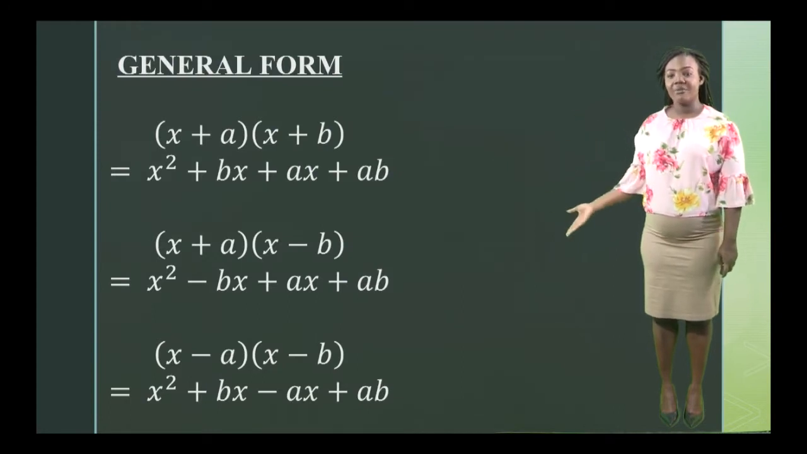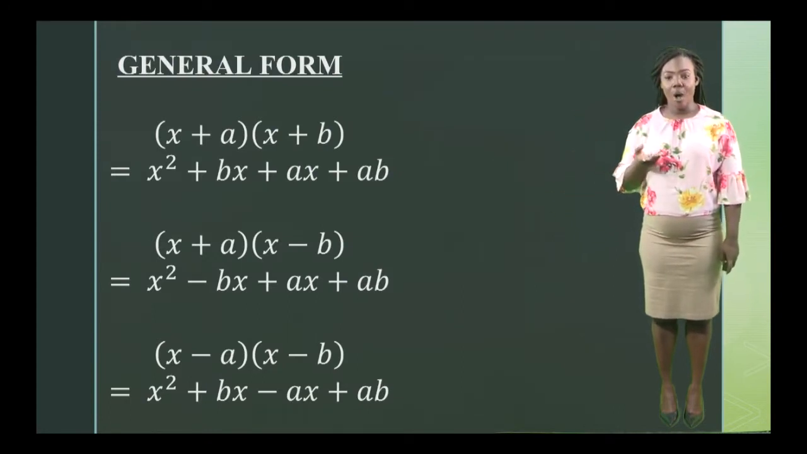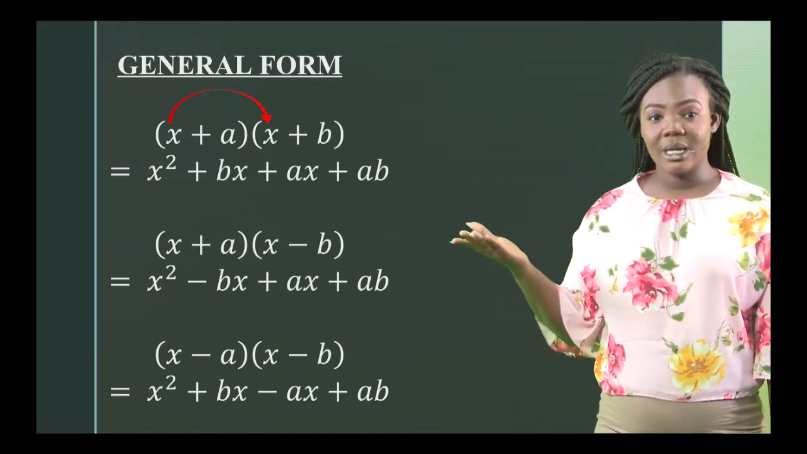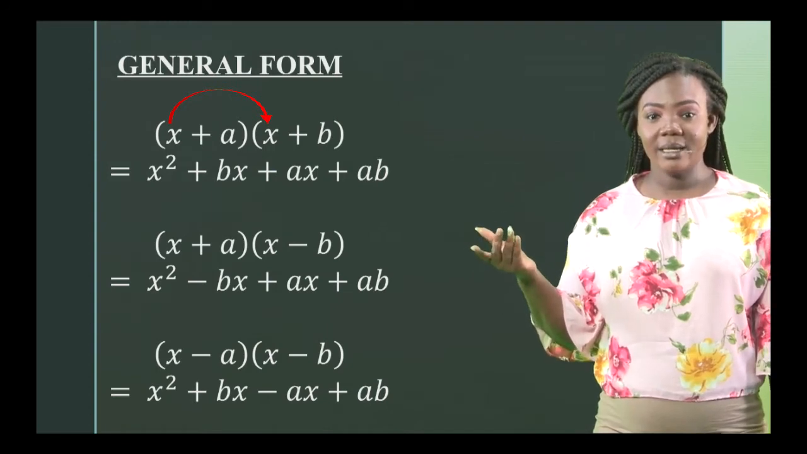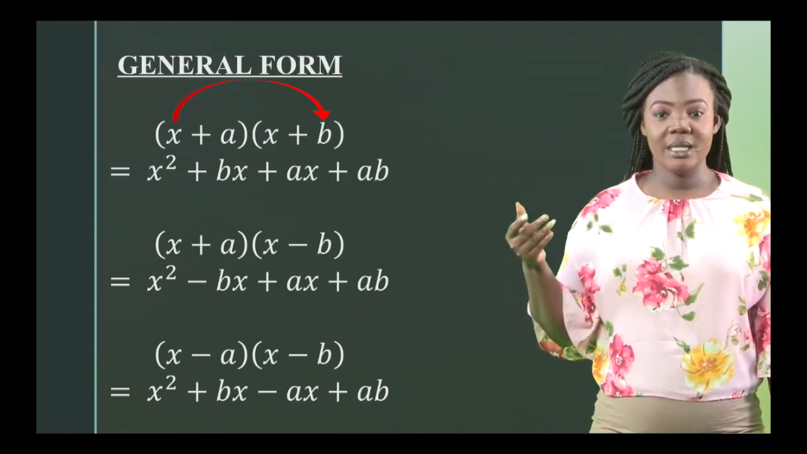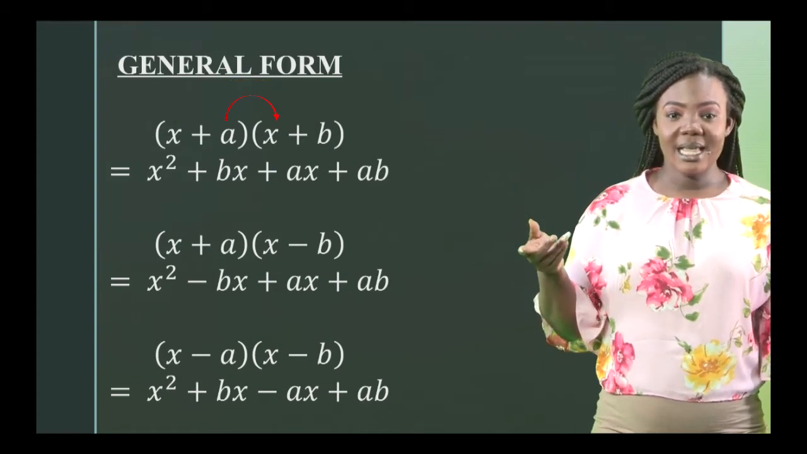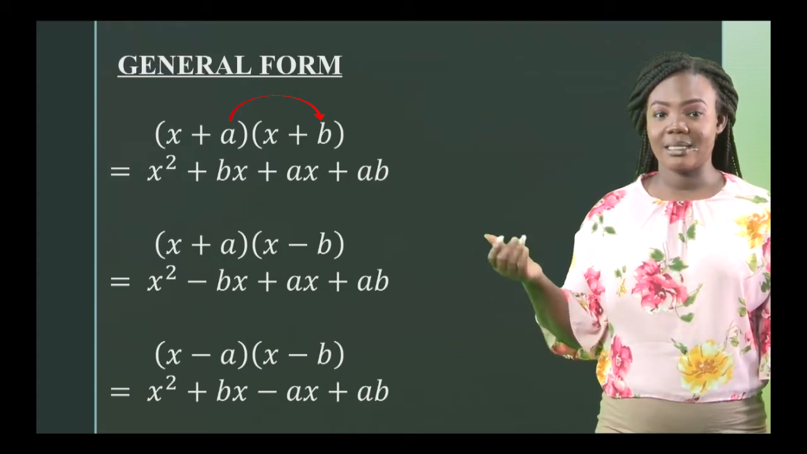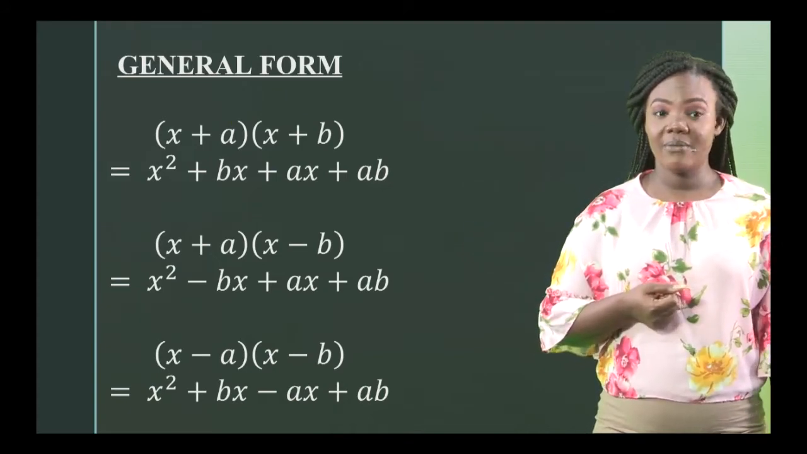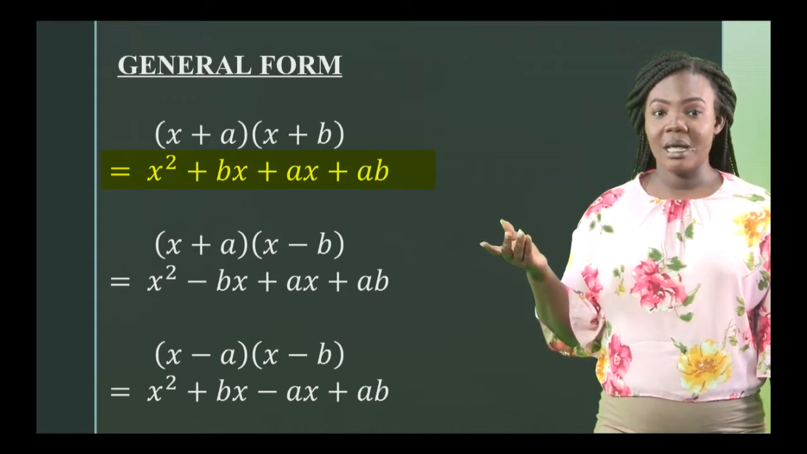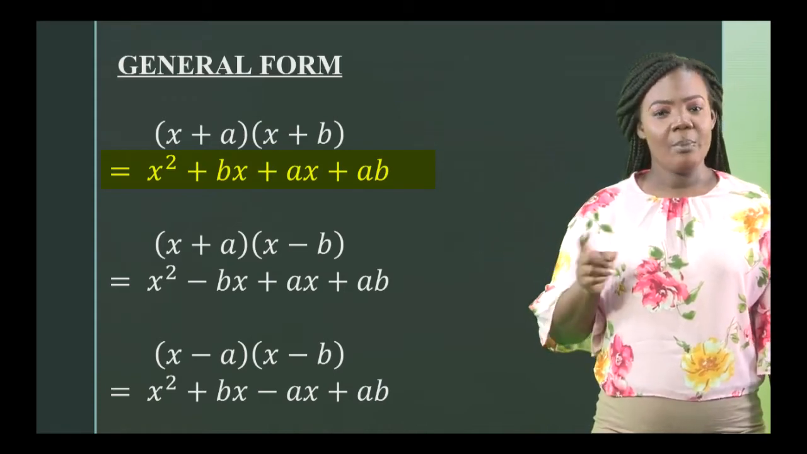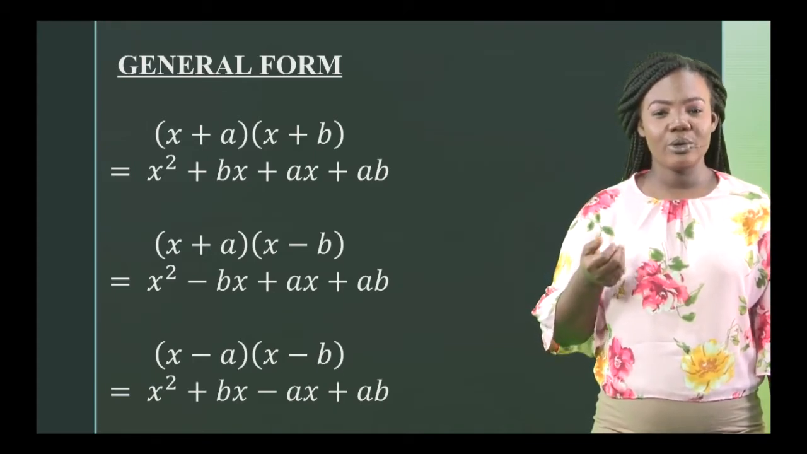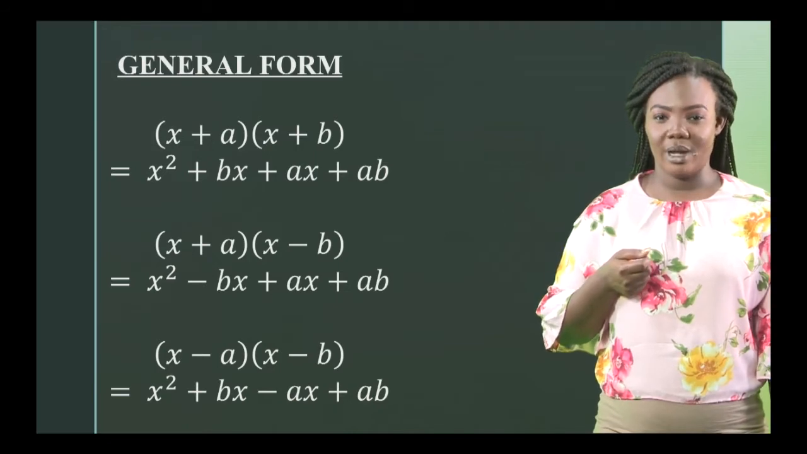Now here you're going to see we have a variation. So let's go through them one at a time. Remember, we're using the FOIL method. So the first is multiplied to the inside, then the first is multiplied to the outside, the inside is multiplied to the inside, and then that same inside is multiplied to the last. So when that happens, we are going to be left with x squared plus bx plus ax plus ab. Before I continue, take a minute and look carefully at what is on your screen to get a better understanding of what we are talking about.